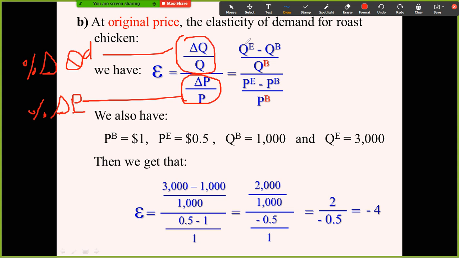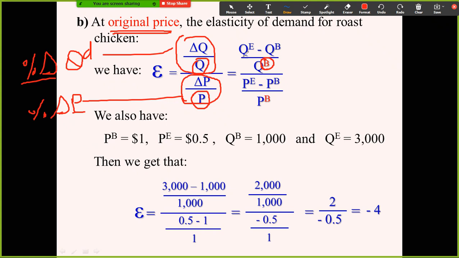I said already the change in terms of quantity is quantity ending minus quantity beginning. Change in terms of price is price ending minus price beginning, divided by Q, divided by P here. This is only change, but if you want to find percentage change, you need to divide it by Q. For price, if you want to find percentage change, divide it by P. At the original price, what Q do you need to divide by, what P? At the original price, you need to take the original point. The original point is the beginning point. That's why divided by Q beginning.